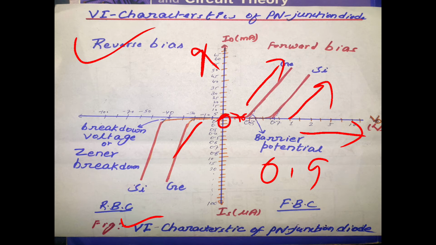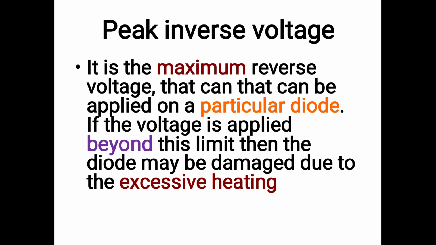At this particular voltage you will notice that there is a sudden rise in the current for the germanium, and as we go on increasing the negative potential, we will notice that the reverse current for the silicon will also increase suddenly. That particular voltage from which the reverse current started increasing is known as the breakdown voltage or the Zener breakdown. The reason for the Zener breakdown is mentioned here in this slide.